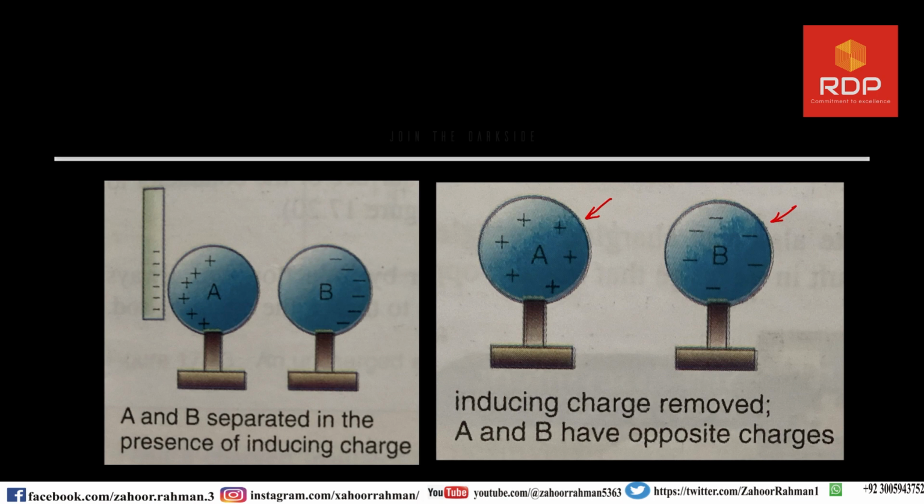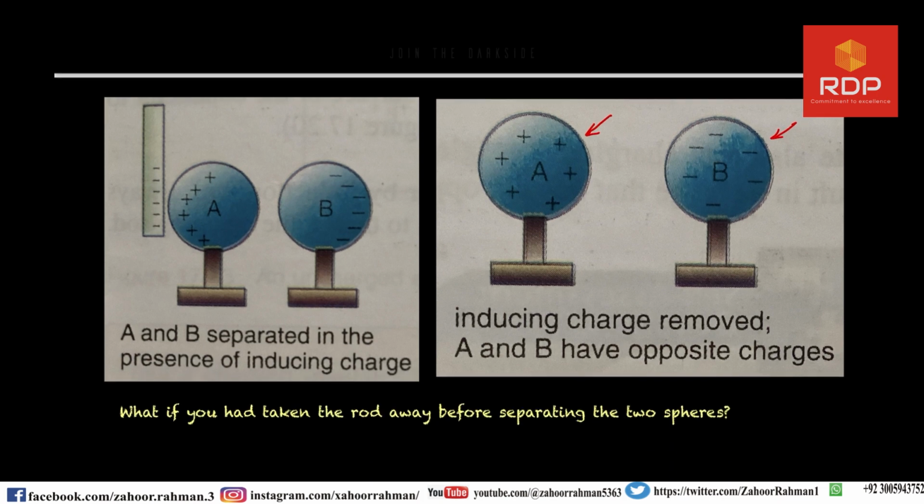So here you have to keep in mind, and there is a question from my side, written in yellow: what if you had taken the rod away before separating the two spheres? Then it could create a problem and no charging of the spheres will take place. If you remove the negatively charged rod before separating the spheres, then the negative charge will attract positive charge and they will be mixed and neutralized.